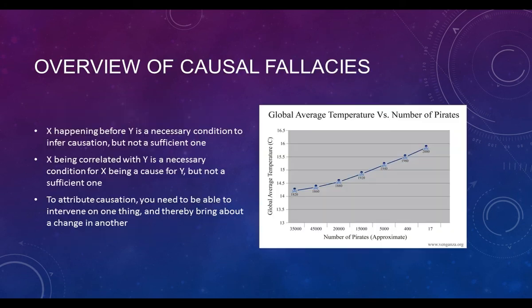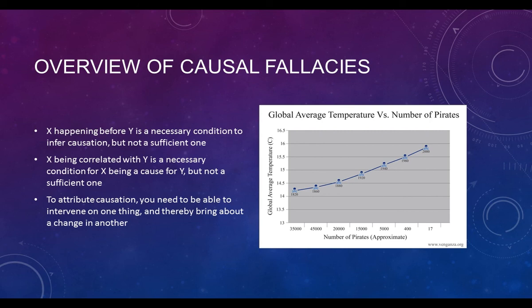So just a couple of points on causal fallacies in general. X happening before Y is a necessary condition to infer causation, but not a sufficient one. You need this to be true, but it being true is not enough to conclude that you've got a cause. X being correlated with Y is a necessary condition for X being a cause of Y. If two variables are just totally unrelated in whether they happen or not, it's very unlikely that one is a cause of the other. So you need them to be correlated, but again, it's not sufficient.